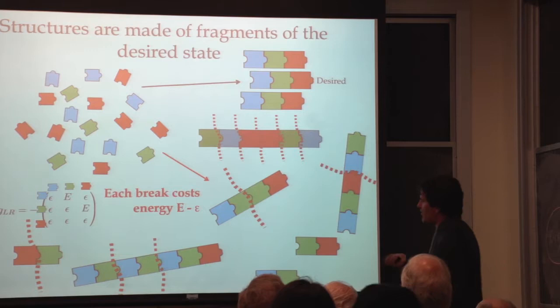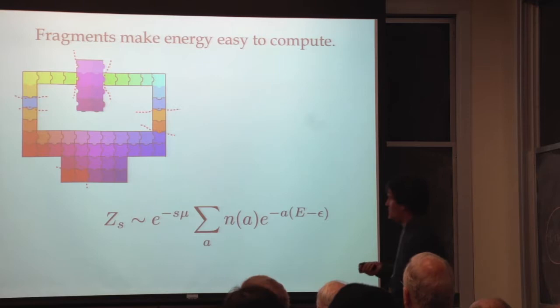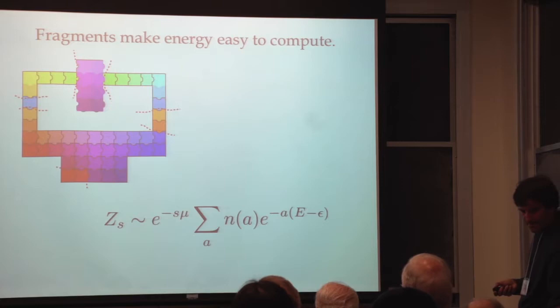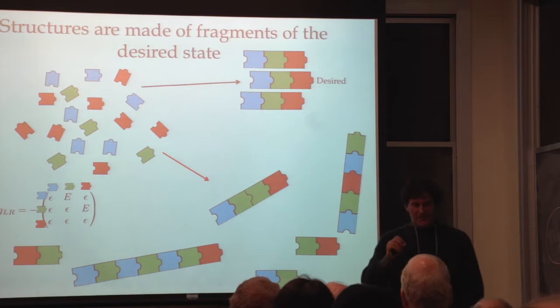So by thinking about the sums, the statistical problems, the sum over fragments, it makes the energy easy to compute. Because basically, now, this is a sum over configurations. That's right. So I should say this again, because this is very important. This is the essence. So that is the fragment model.